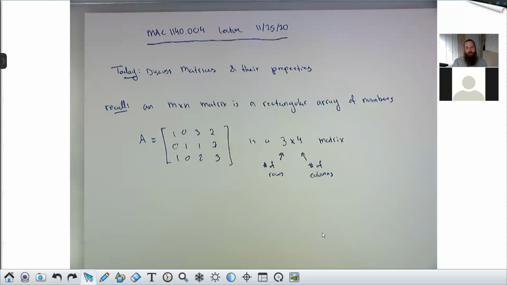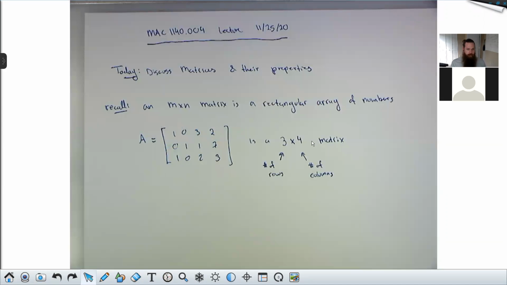Okay, matrices. The first number in the dimension tells you how many rows. The second number tells you how many columns. So this matrix with 3 rows and 4 columns is a 3 by 4 matrix.